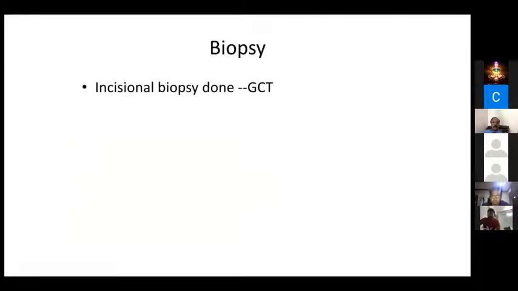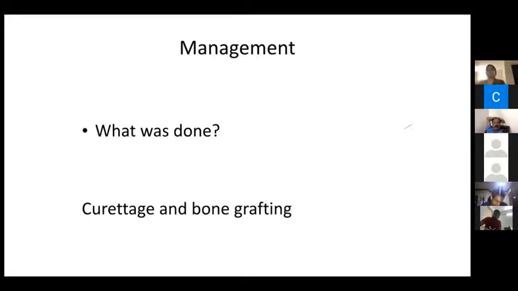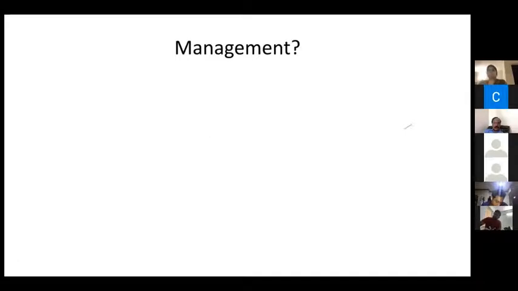So, okay, coming to the management now. We don't have an MRI copy; I think the MRI was with the patient. The MRI was giving a diagnosis of possible chondroblastoma, GCT, tuberculosis. Okay, now incisional biopsy is done. The diagnosis that we got from the pathologist was GCT. Okay, how will you manage this situation now? Sir, curettage and bone grafting. Okay, curettage and bone grafting was done for this patient.